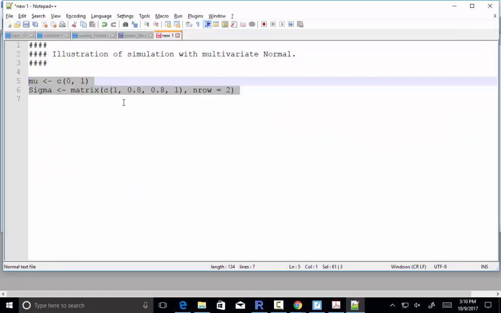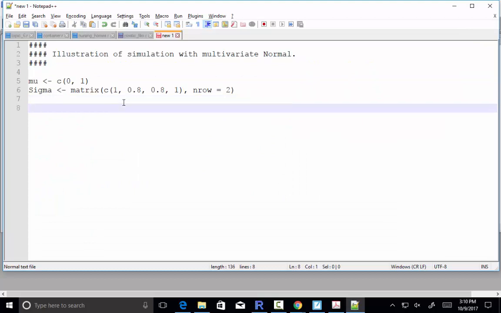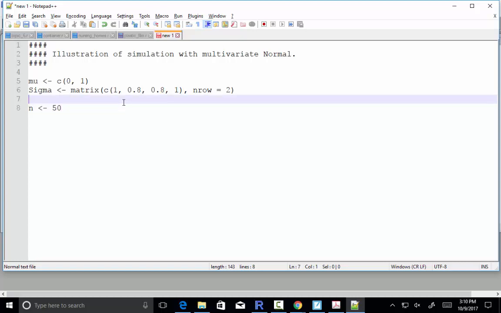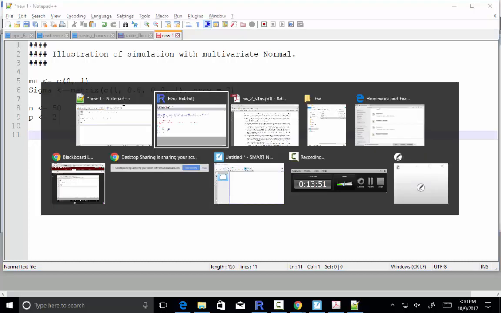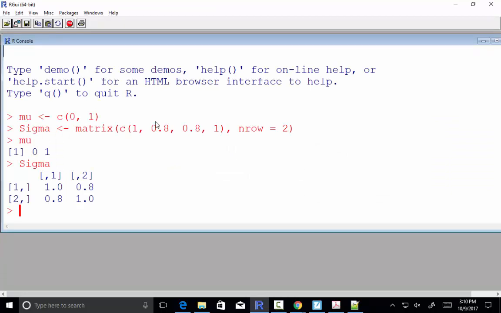And let's suppose that we want to explore what happens with multivariate data when the sample size is, say, 50. N is 50. P, what we've commonly called P, in this case is 2. It's the number of variables. And we're going to simulate data from the multivariate normal with these parameters. So let me make sure I know which function to use. rmvnorm.